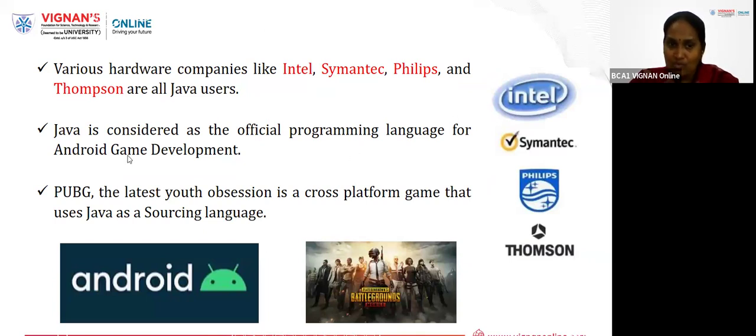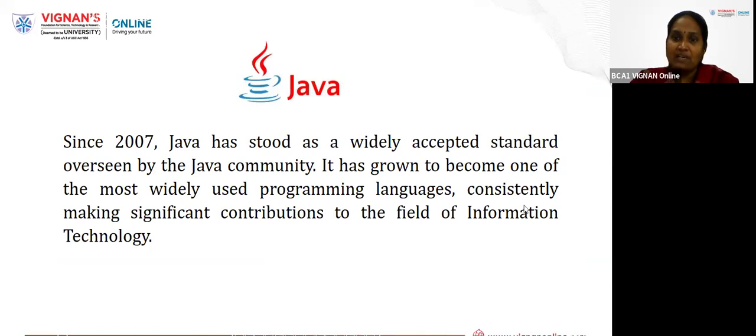Java can also be used in Android game development, and also in developing the PUBG game, which is a very popular game, right? Now, coming to Java, since 2007, Java has been a widely accepted standard overseen by the Java community, right? It has grown to become one of the most widely used programming languages, used to develop various applications. From 2007 onwards, the utility of Java has increased exponentially, right?